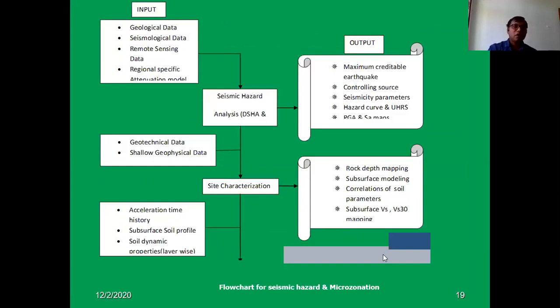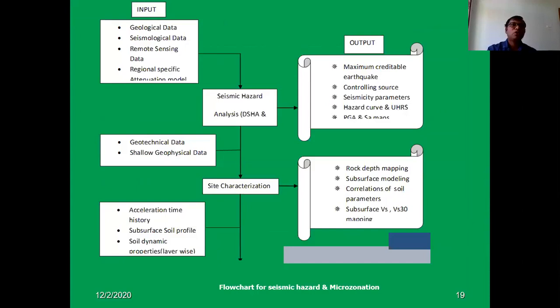If we characterize systematically how this process needs to be done from a risk assessment point of view, risk involves vulnerability, seismic hazard, and exposure. Of course, I have not discussed exposure yet; I'll discuss it. Now let us see the seismic hazard.